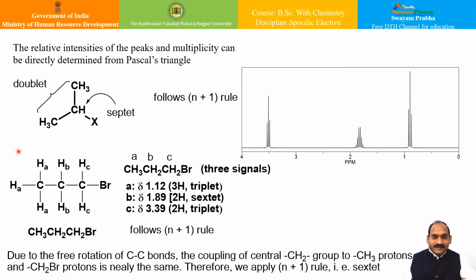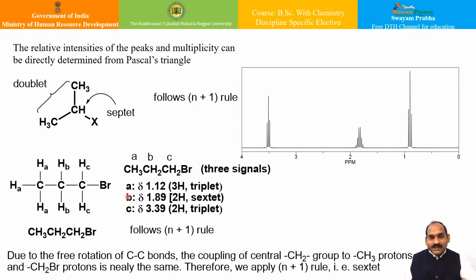Similarly, this is another interesting example. You can see over here, the split molecule is shown. The relative intensities of the peaks and multiplicity can be directly determined from the Pascal triangle that we have seen. So if you see this particular molecule, you will get a septet for it, isn't it? Now, why a septet for this particular proton? Because you have three protons from here, three protons from here, and therefore there are in all 6 protons. So 6 plus 1, you will be getting a septet for this particular compound.